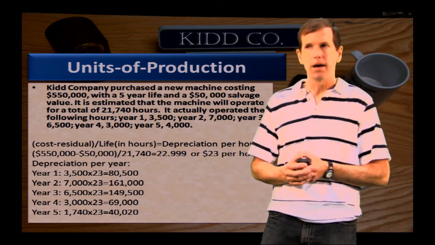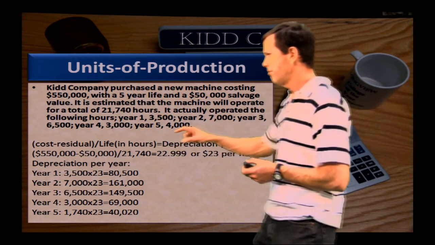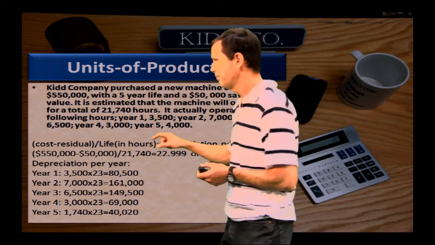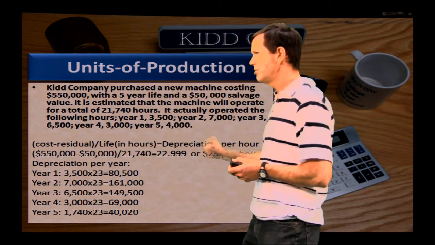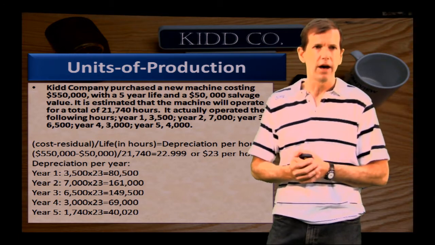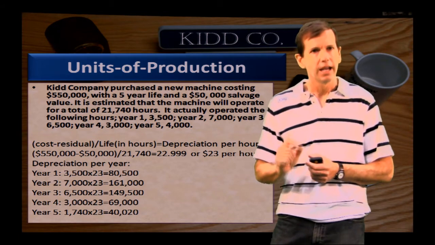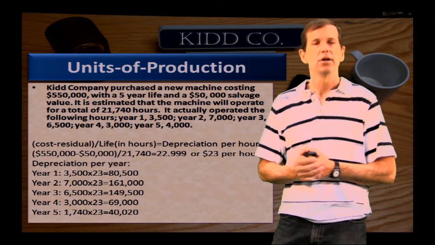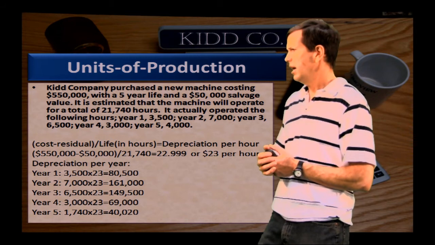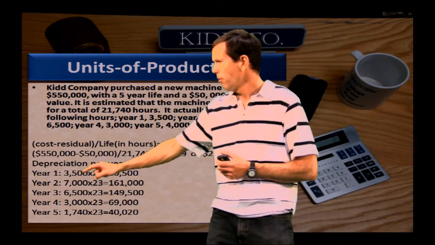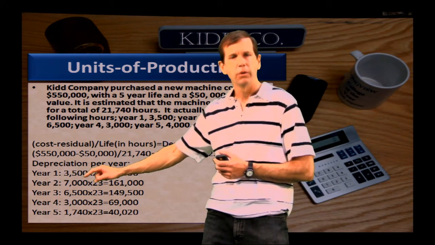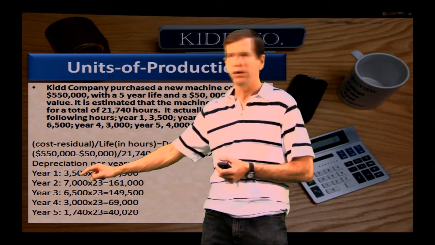If you add up all our hours up here, the 3,500 plus the 7,000 plus the 6,500 plus the 3,000 plus the 4,000, you will see that it adds up to more than the estimated life of 21,740. Well, we cannot depreciate the asset beyond the 21,740 hours. Actually, if you just add up these first 4 years of usage here, they add up to 20,000. We can only depreciate this for 21,740 hours.